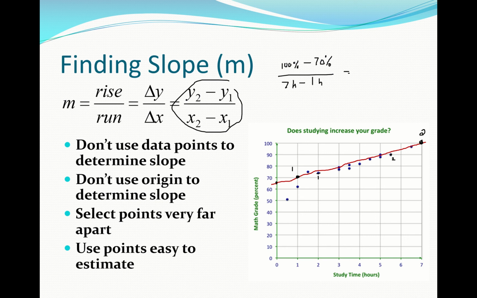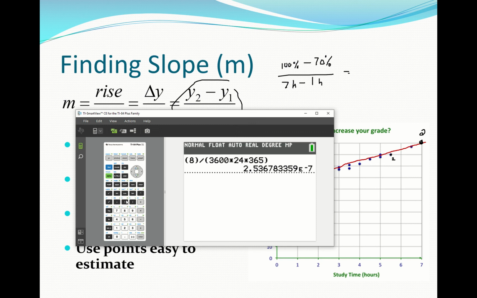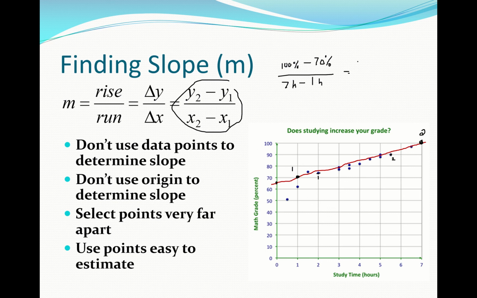So I want to calculate this and always leave it, don't leave it as a fraction, always put it as a decimal. So if I was calculating this, it would be 100 minus 70 divided by 7 minus 1, and put it in brackets just like that. And what we end up getting is a slope of 5. So that means that your mark will increase by 5% per every hour that you study. So 5% per hour would be our slope.